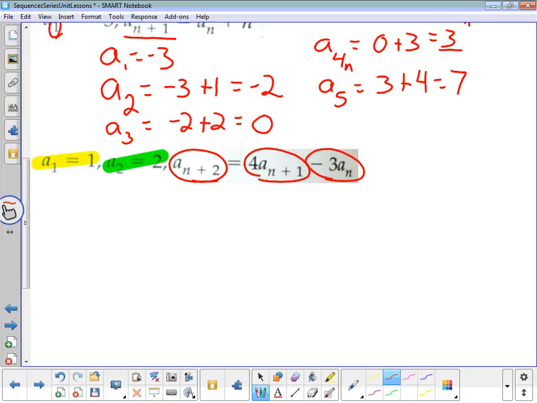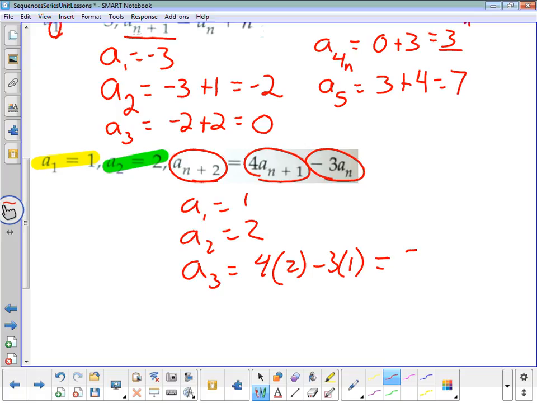So what that would say for A3, this would be A2. So 4 times A2 minus 3 times A1. So notice these numbers all go down the line. That's what's happening. So now I can take my numbers and put them in there. I know A1 is 1. I know A2 is 2. I know A3 is 4 times A2, which is 2, minus 3 times A1, which is 1. 8 minus 3 is 5.